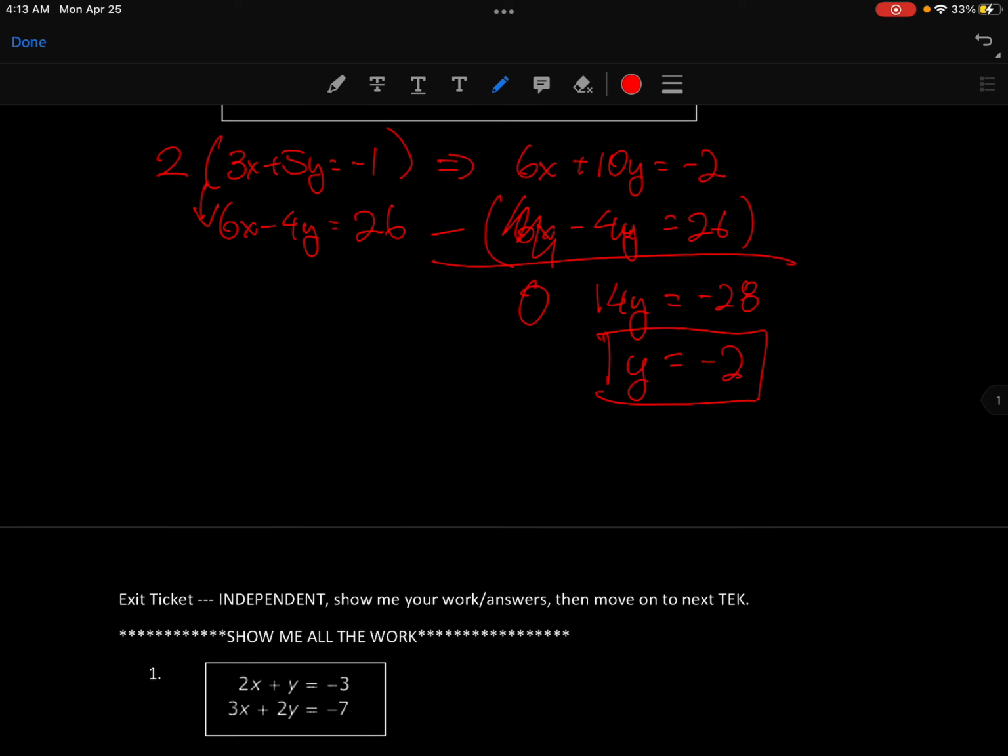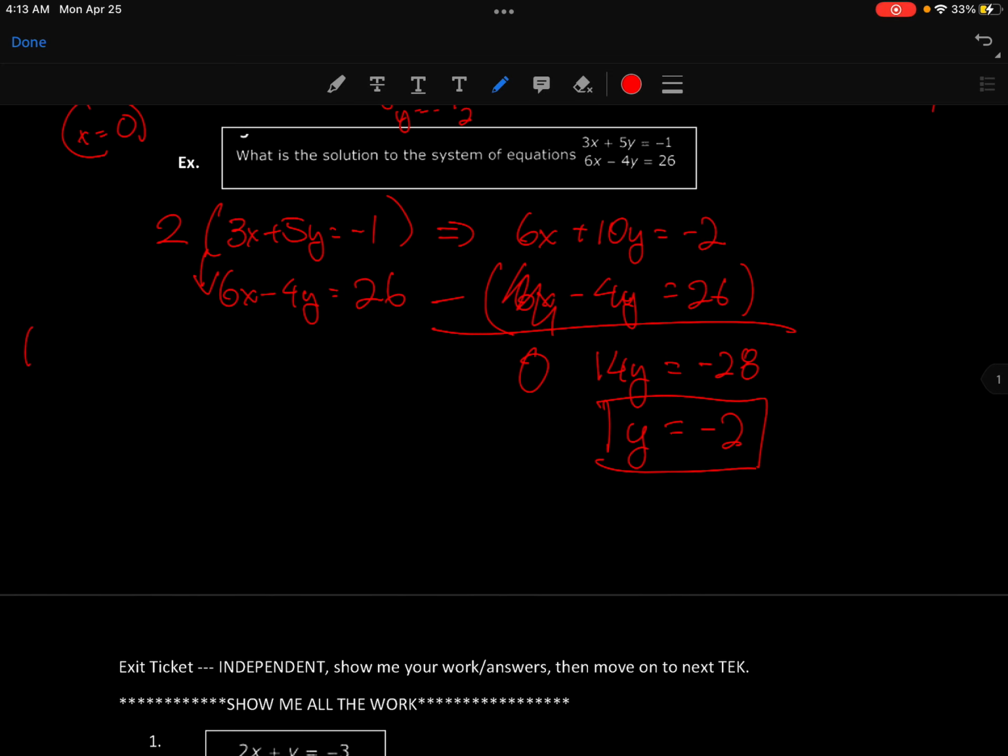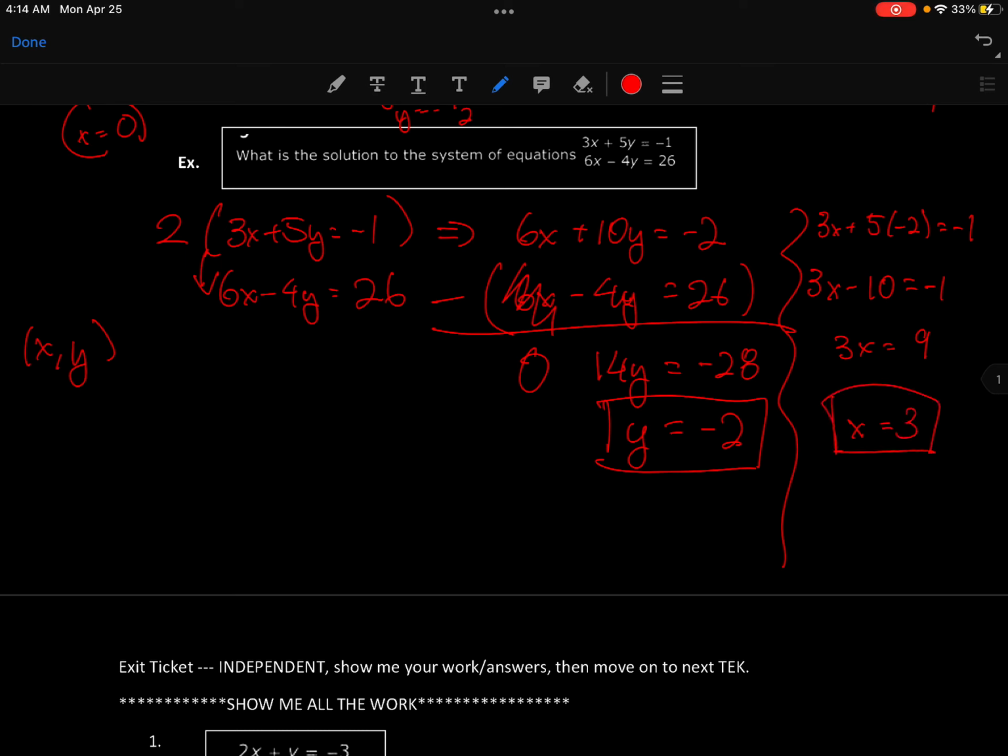Are we done though? No, because the solution needs an x and y value. We only have the y. Let's solve for the x. Well, we can have 3x plus 5 times negative 2 is equal to negative 1. Therefore, 3x minus 10 is equal to negative 1. Am I doing this correctly? Yes, I believe so. So 3x is equal to positive 9. Therefore, x is equal to 3. Now we have both the x and y value. Therefore, the answer is (3, -2). And we're done.